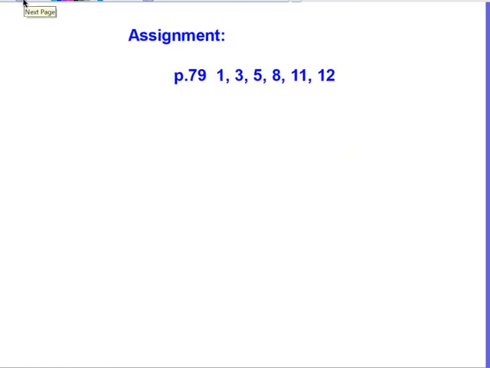So again, here are some stem and leaf problems. Work through a couple of those. Have a good idea what's going on, and we'll practice this in class just like we've done so far too.